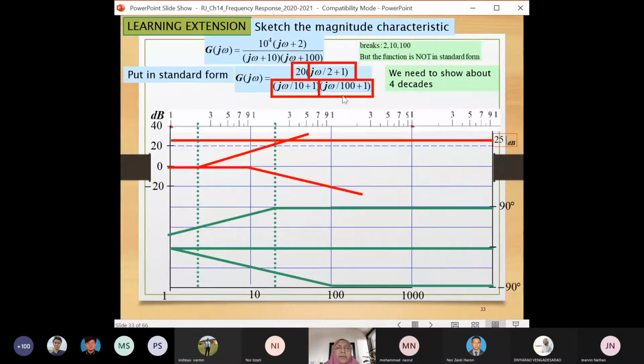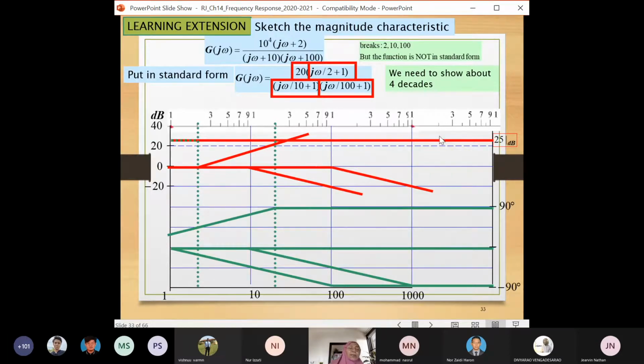Okay. For the last pole, j omega over 100 plus 1, your corner is 100. So prior to 100 is a straight line, flat at 0. And then it will rise from 100 to 1000. Not rise, but falling, because it's a pole. So it drops by 20 degrees per decade. The phase plot runs through 100. It is 0 prior to 10, and negative 90 degrees above 1000.